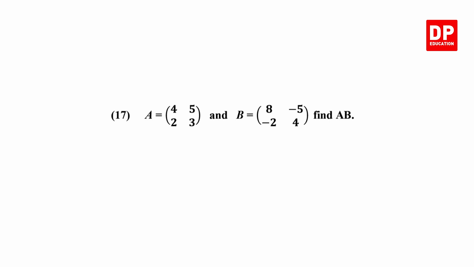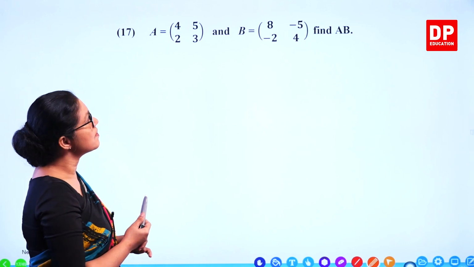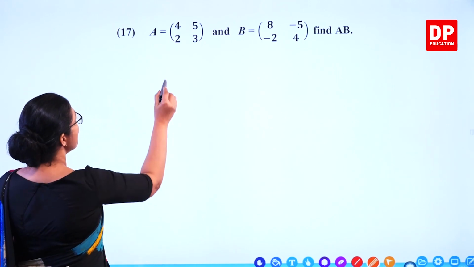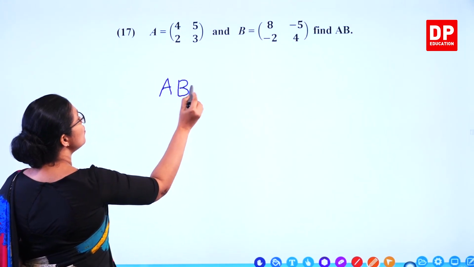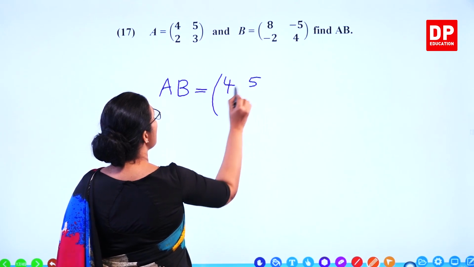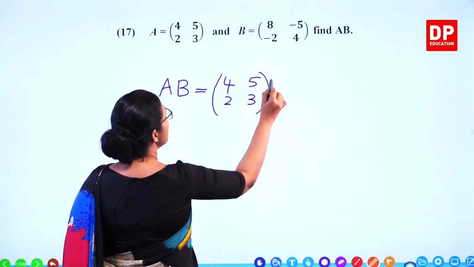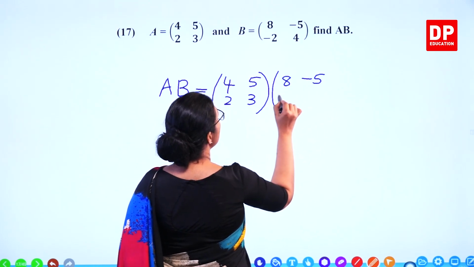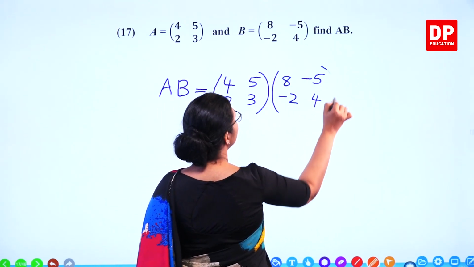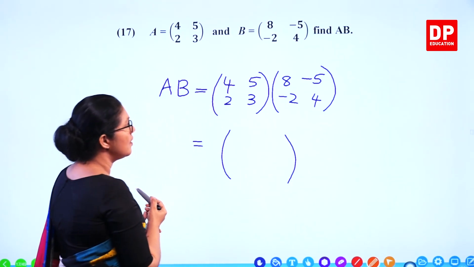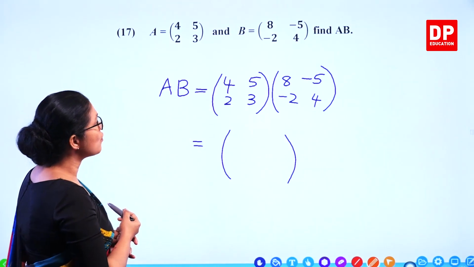Question number 17. A is this, B is this. So both are 2 by 2 matrices. Find AB. You can multiply 2 by 2, 2 by 2. You can multiply. So how do you multiply? 4, 5, 2, 3. 8, minus 5, minus 2, 4. You get a 2 by 2 matrix. So what you do? First row, first column.